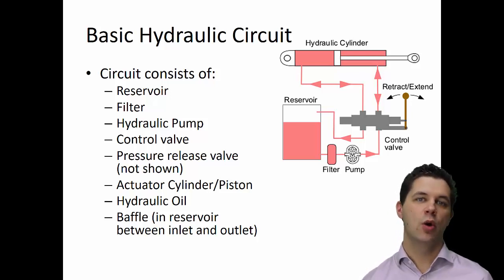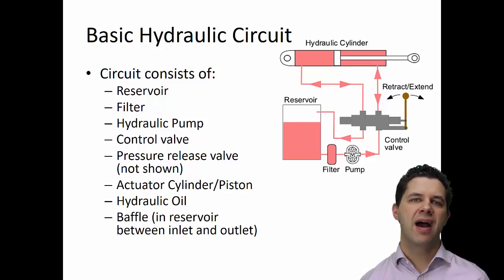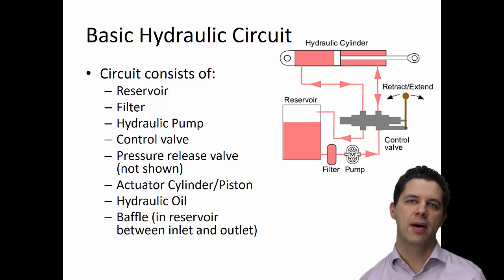We have the hydraulic oil to begin with, and a baffle that we put between the inlet and the outlet. This baffle goes into the reservoir and stops turbulent flow and things occurring within our reservoir. The oil will go back into the reservoir and then be pushed back around the system by our pump that we have there.